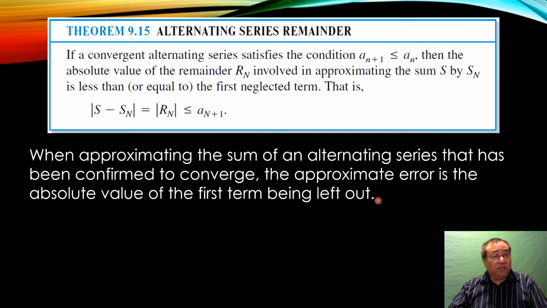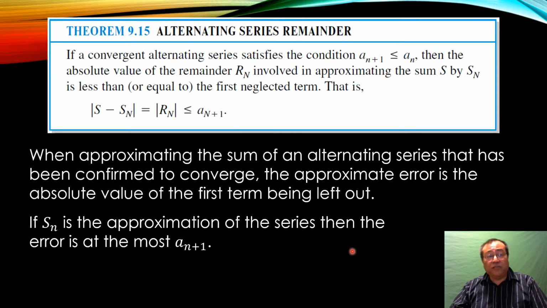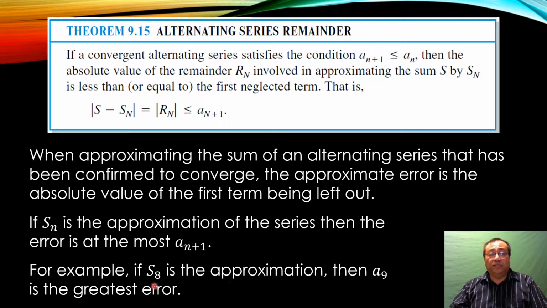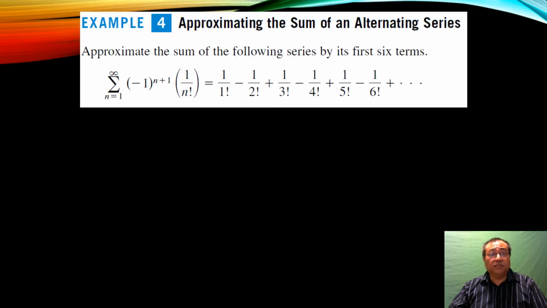So when approximating the sum of an alternating series that has been confirmed to converge, it does have to converge, the approximate error is the absolute value of the first term being left out. Remember, if I have S sub 6, I'm adding up from 1 through 6, then A sub 7 is the actual error. So if S sub n is the approximation of the series, then the error is at most A sub n plus 1. For example, if S sub 8 is the approximation, then A sub 9 is the greatest error. Okay. Let's see this in action.